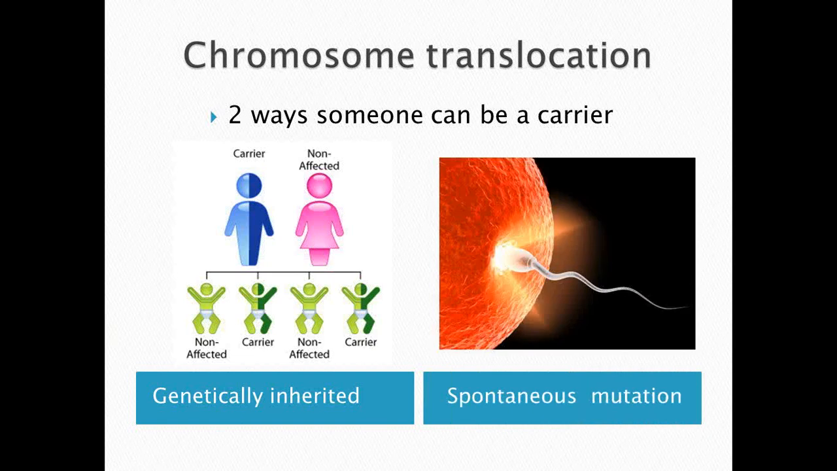The second and most common way someone can be a carrier is through spontaneous mutation. Spontaneous mutation can occur during the formation of the oocyte or spermatozoa, or it can occur later when they come together during conception. So it's really important to remember that although these abnormalities are easily passed genetically from parent to offspring, it's more common that spontaneous mutation is the cause of an abnormality such as this.